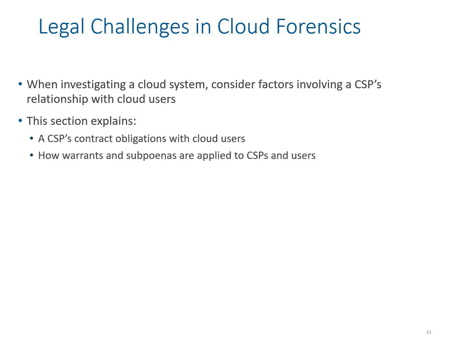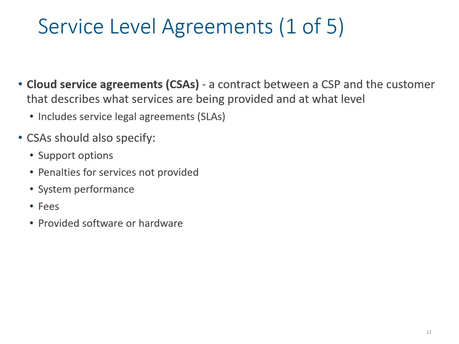This section explains the contract obligations with the cloud user. So you need to read the contract clearly. If you have any doubts, you can ask them, or you may ask them to amend some things, especially for your organization. How warrants and subpoenas are applied to cloud service providers in case of negligence on the part of the cloud service provider. Now, cloud service provider service agreements: a contract between a cloud service provider and a customer that describes what services are being provided at what level, and includes the service level agreements, etc.